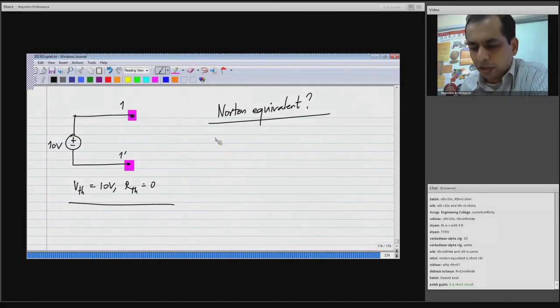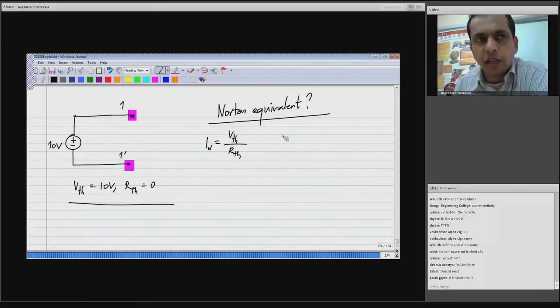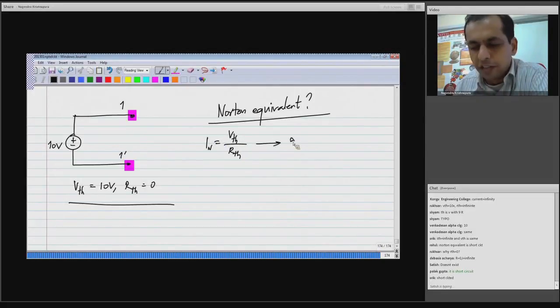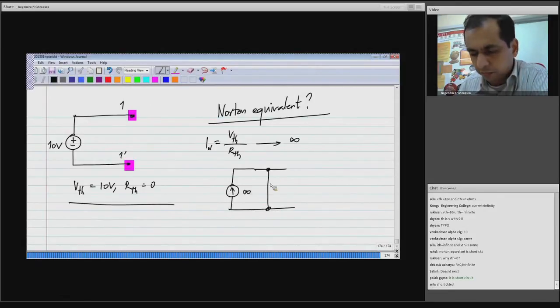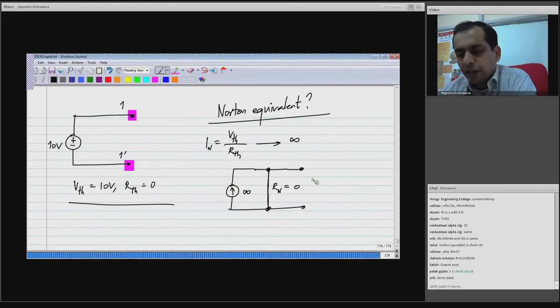Now the Norton equivalent doesn't exist because IN is VTH by RTH, and if RTH is exactly 0, if it is non-zero then you can find it. If RTH is very small, you can find this IN which will become very large. But if RTH is 0, this will tend to infinity, okay. That is, you have an infinite current and across it you will have zero resistance because Rn, which is RTH, is zero. Okay. Now, and this infinite current through the zero resistance can give you some voltage, in this case 10 volts.